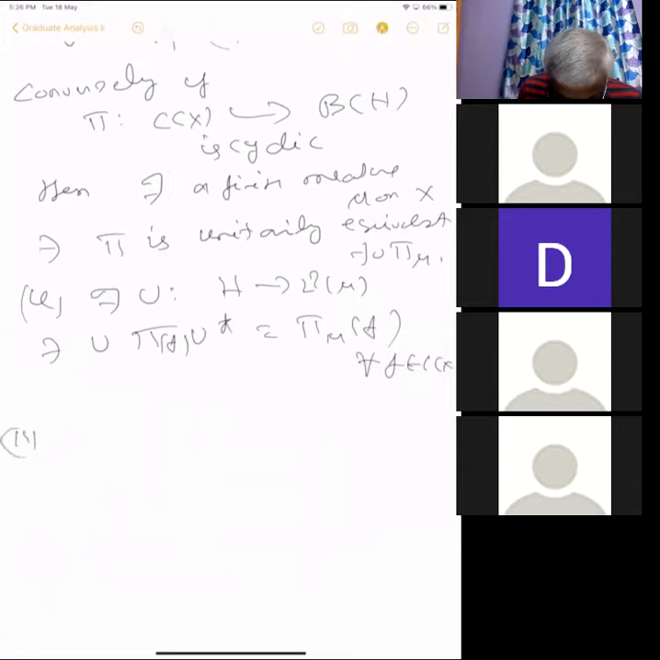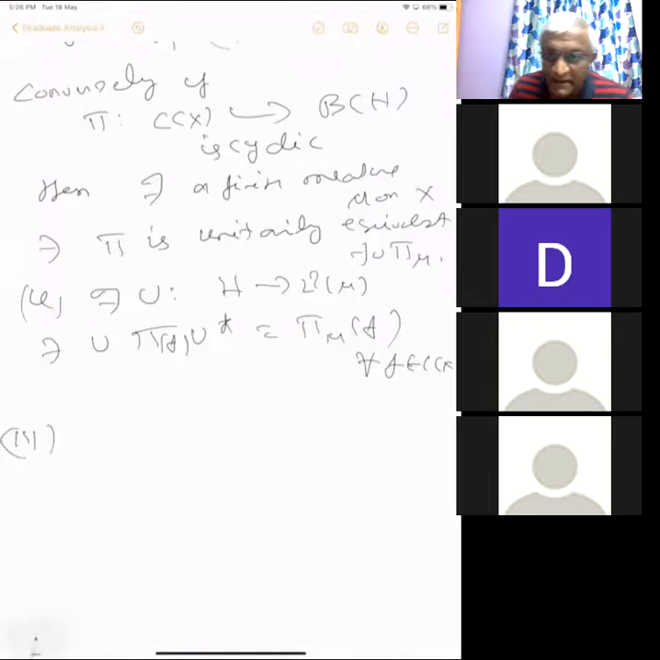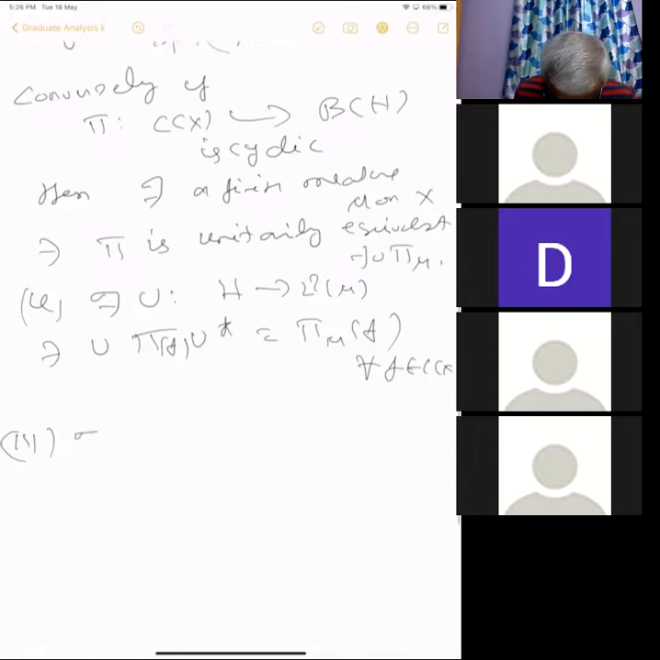The third thing we wanted to prove, we were proving this and we stopped. Pi mu extends to L infinity. C of X, all functions are bounded, so it is contained in L infinity. But the L infinity norm may be smaller because you are taking the essential supremum with respect to that measure, so the norm may decrease. So this pi mu extends to a representation of L infinity.